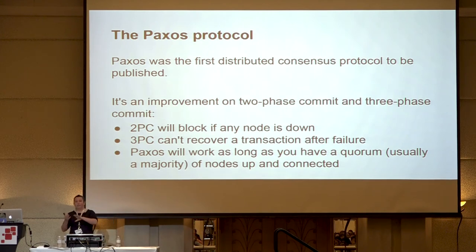Paxos took the existing two-phase commit and three-phase commit protocols, and basically fixes problems with those. Two-phase commit works, and it solves the distributed consensus problem, but the only problem is, if one of your nodes becomes unavailable, the whole thing will block. Three-phase commit can't deal with something failing during committing a transaction. It doesn't have a good way to recover. But with Paxos, as long as you can talk to a quorum, a majority of your nodes, your Paxos system can operate. So it's much more resilient than your traditional database two-phase and three-phase commits.